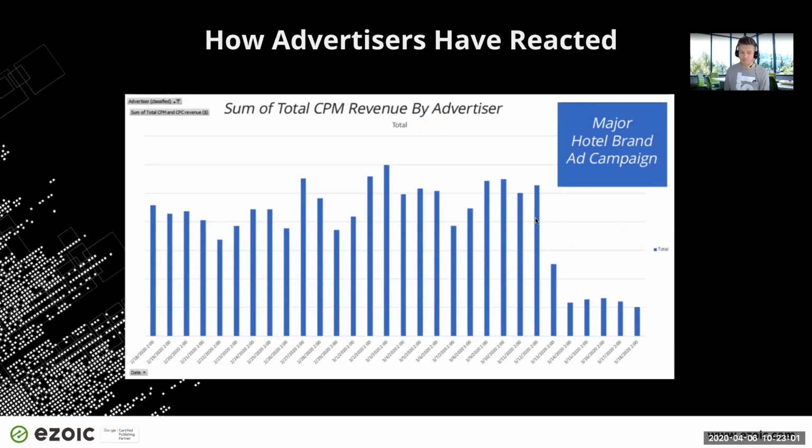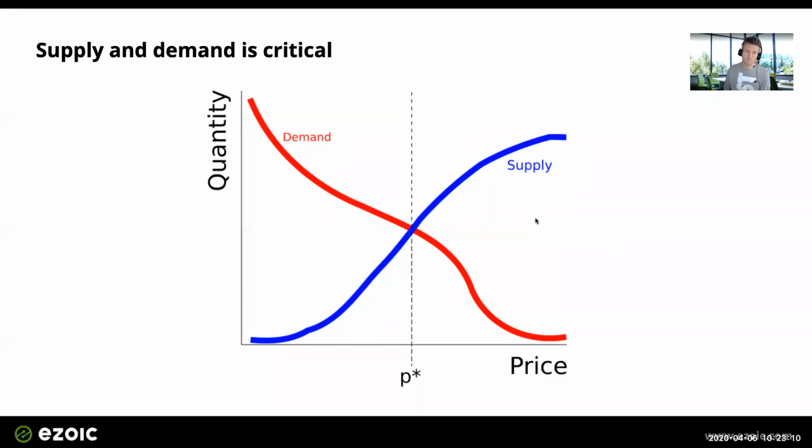Programmatically, platforms like Google Ad Manager will continue to help advertisers understand where they can bid lower and buy inventory, publisher ad space, cheaper and cheaper. So supply and demand is really critical here, because what we're finding is the supply for many publishers going up.